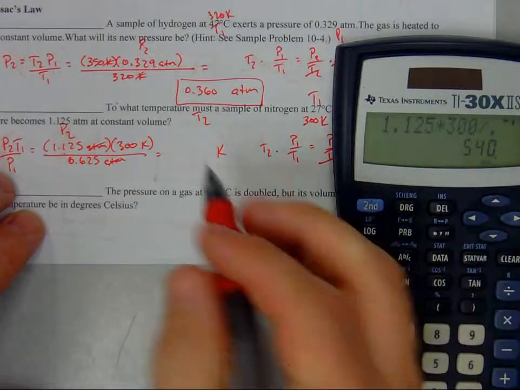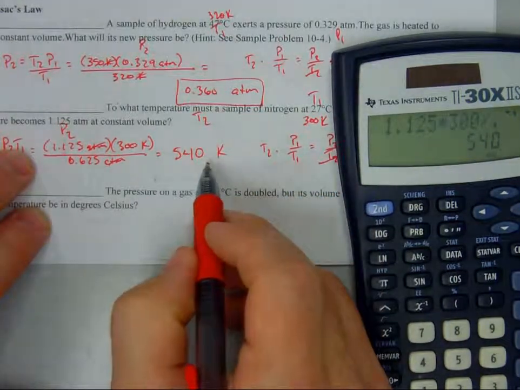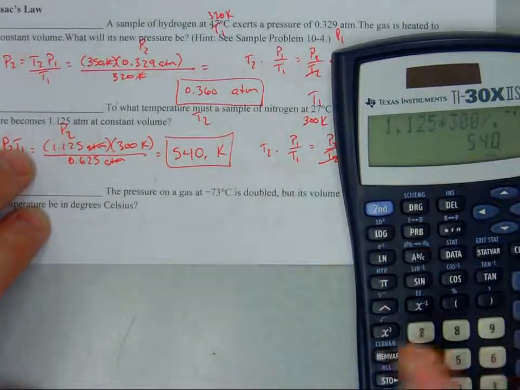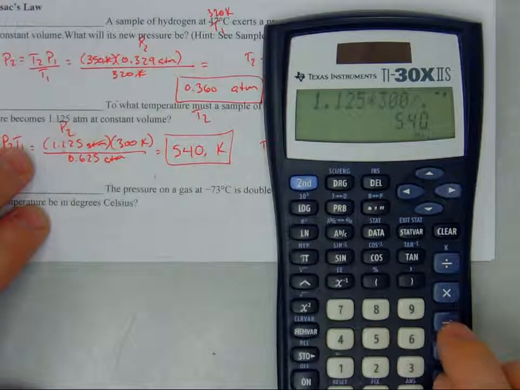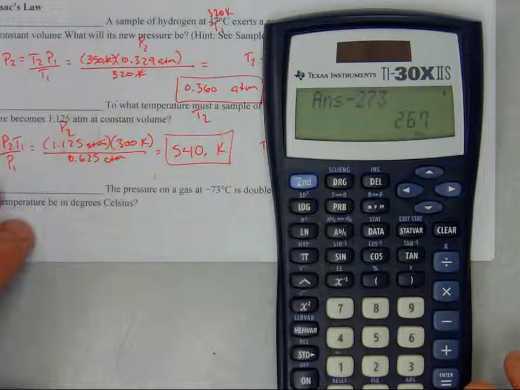540K. Now, 3 significant figures. In order to make sure that 0 is significant, I simply place a decimal. Now, if you wanted to report this in degrees Celsius, which you totally could, it'd be 267 degrees Celsius.